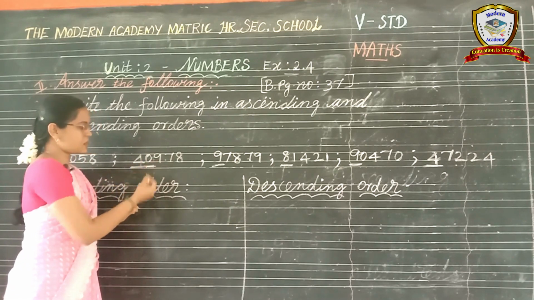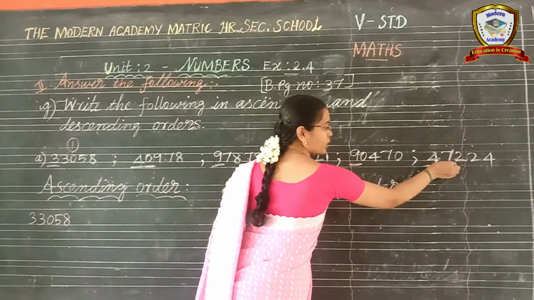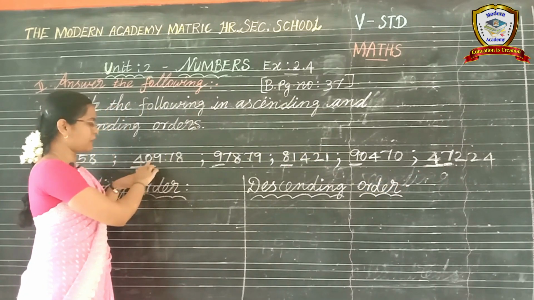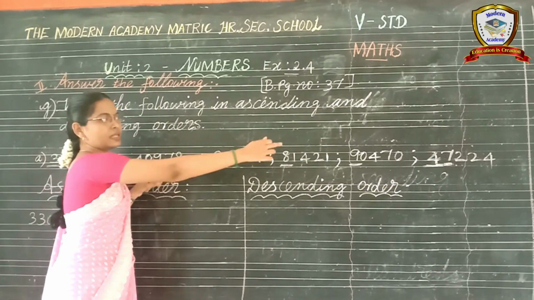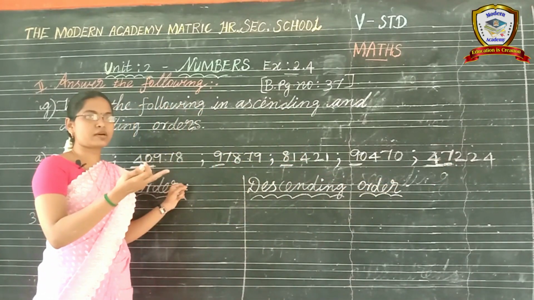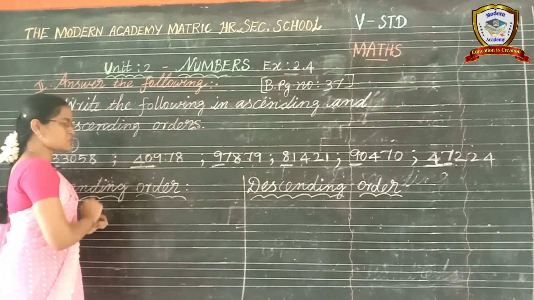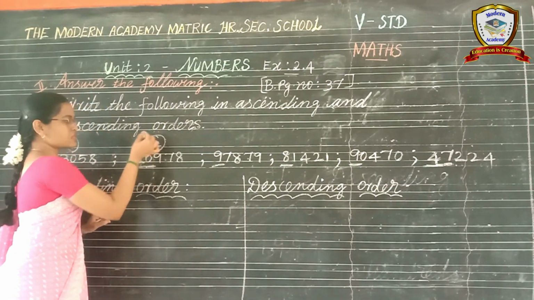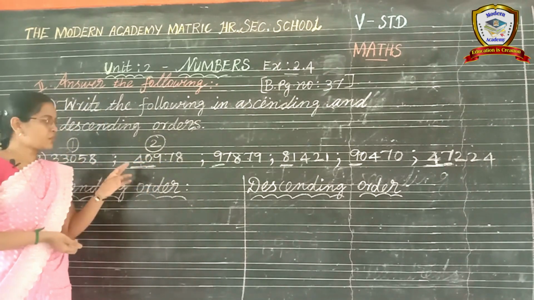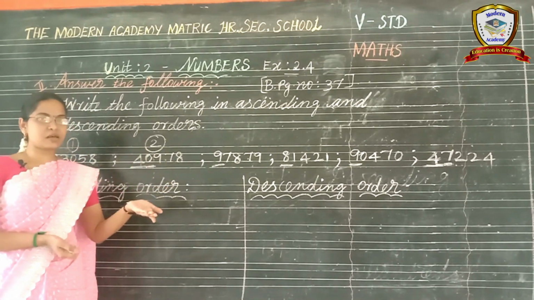Okay, what is the next number? Here 0. Here, what is the next number? 7. Okay, the first number is equal, so we are going to compare the second number. Here the second number is 0, that second number is 7. In both of them, which is the smaller number? 0 or 7? Yes, 0. 0 is the smaller number. So the next smaller number is 40,978.